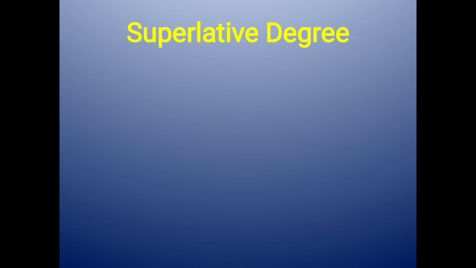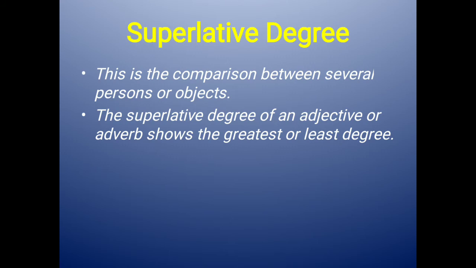Superlative degree is totally different from positive and comparative. In positive degree, let me remind you, we don't have comparison. In comparative degree, we need to compare two persons or two objects. But in superlative degree, this is the comparison between several persons or objects. It means here we can compare so many persons at the same time or so many objects at the same time.